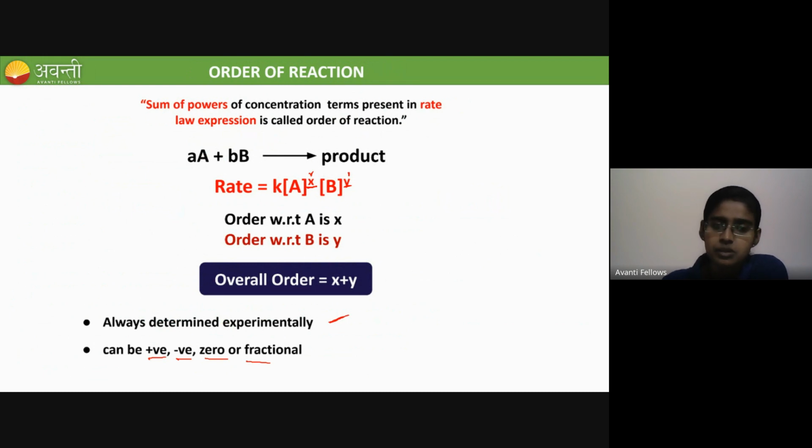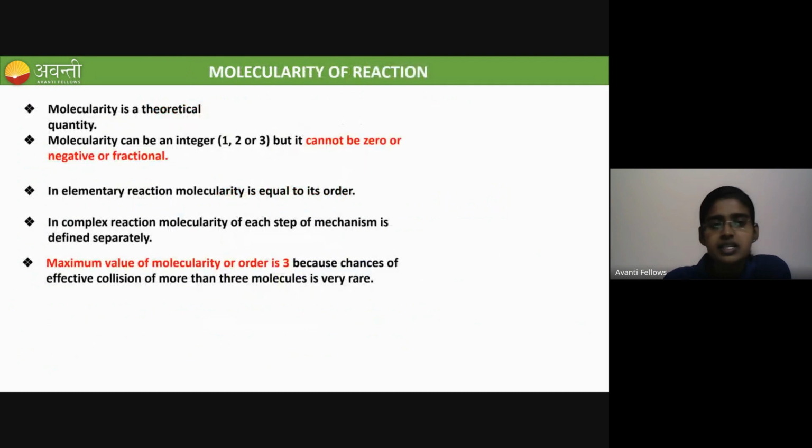Okay. But coming to molecularity, molecularity is a theoretical quantity. It is not determined experimentally. It can be an integer only. It can be 1 or 2 or 3. It cannot be 0. It cannot be negative. It cannot be fractional. Okay. And in an elementary reaction, molecularity is always equal to the order. Simple reactions are called elementary reactions. So for those reactions, molecularity and order are the same.